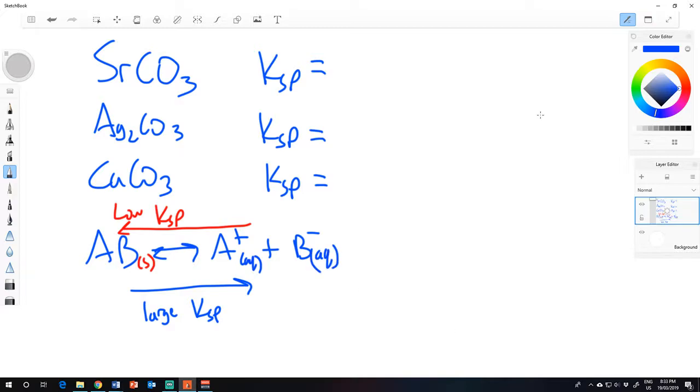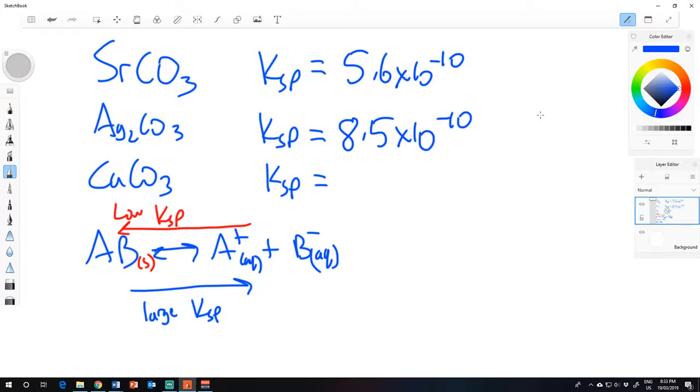So just compare numbers. Strontium carbonate is 5.6 times 10 to the negative 10. Silver carbonate, is that it? Yeah, silver carbonate is 8.5 times 10 to the negative 10. And calcium carbonate is 5.0 times 10 to the negative 9. So, wait, did I mess up somewhere? Oh, silver carbonate should not be to the negative 10. Silver carbonate should be to the negative 12.